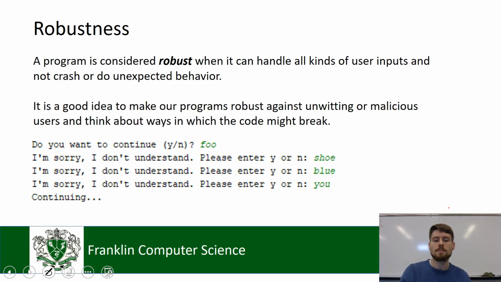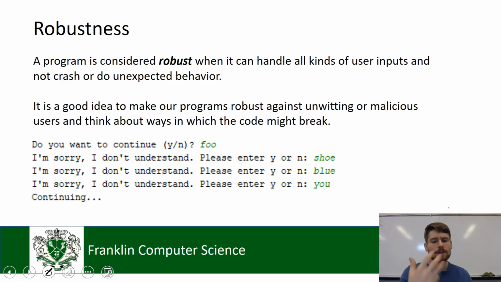So it's really good to make our programs as robust as we can, because we might have unwitting or malicious users, so users that aren't careful or aren't paying attention, or users that have something evil in intent, and they can try to break our code or break our programs, unintentionally or intentionally. And so we want to try to think ahead and say what might break this, or what might be invalid, and make sure that we handle that in our code. So this is an example.